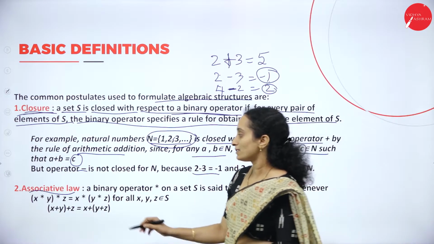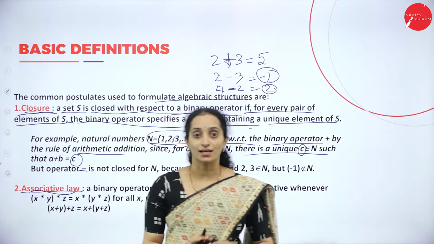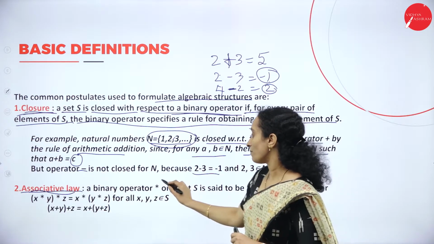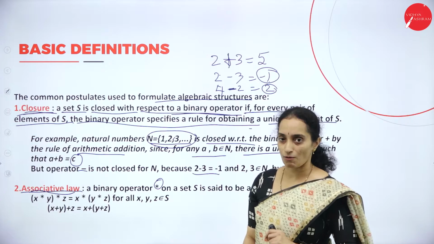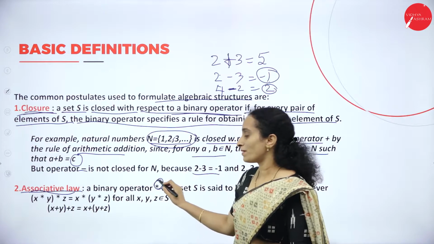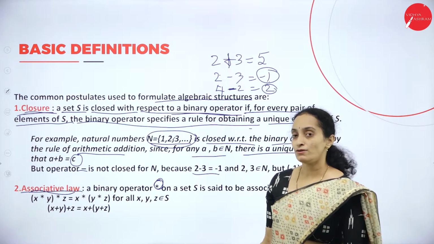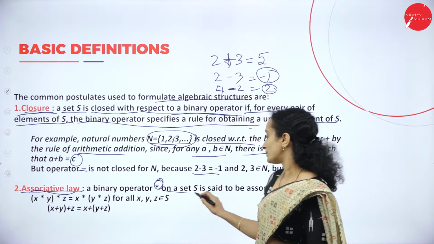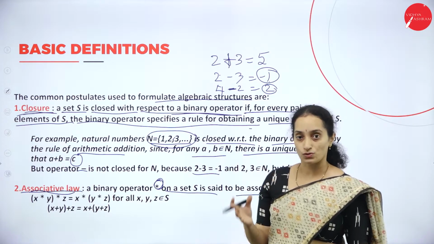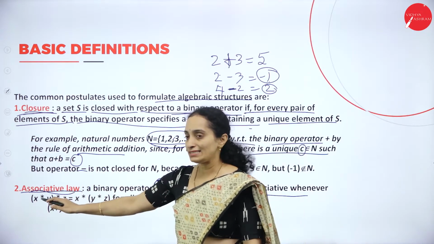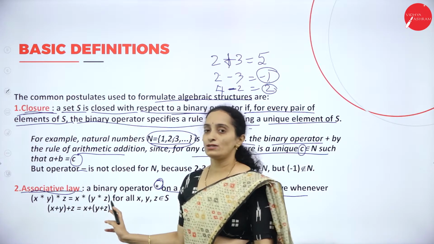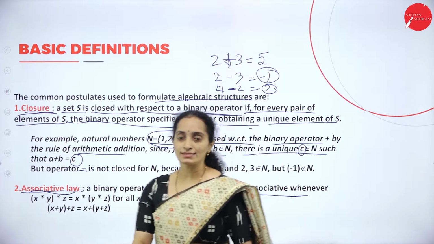Okay. Next comes the associative law. There is an association between different operands with an operator. The operator involved here is the multiplication operator. What the associative law says is that a binary operator star, or multiplication operator, on a set S is said to be associative when (x * y) * z is equal to x * (y * z). Okay, you can write it like this.